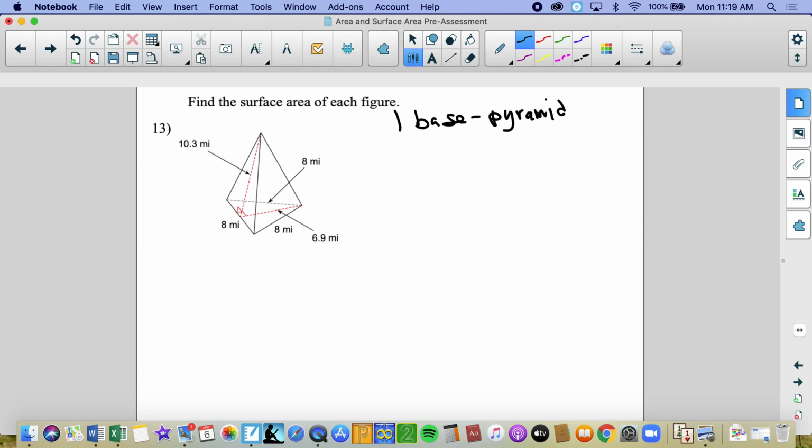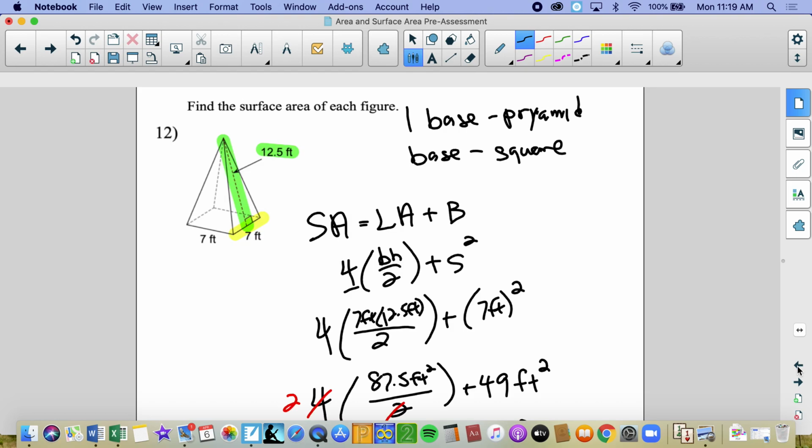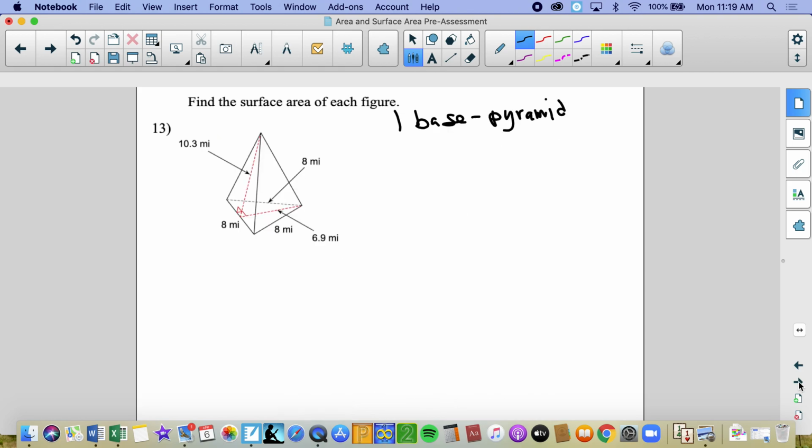So we know that it's a pyramid. Did I spell pyramid wrong over on that other one? I did. Pyramid. Nice, Mr. Mac. Pyramid. You probably were thinking that. I knew it.